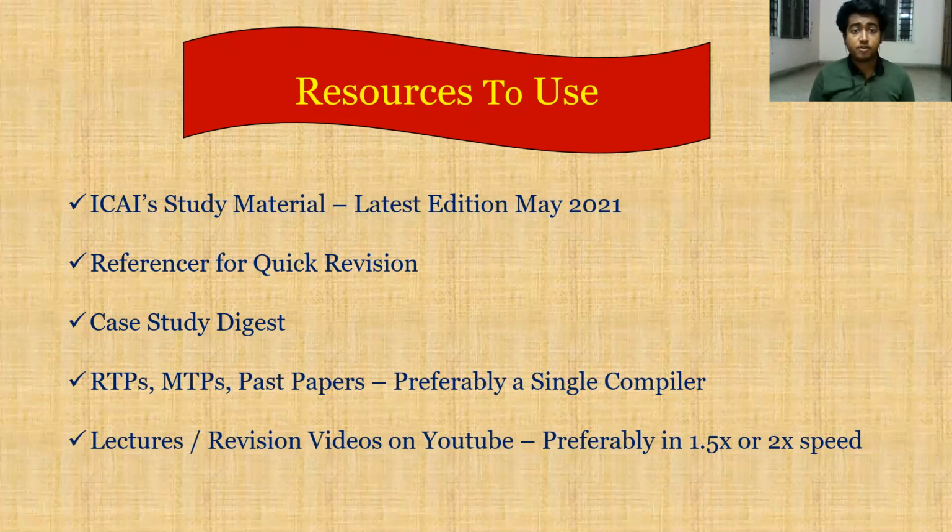Next is the quick referencer for revision. This is nothing but a quick capsule that has been issued by the ICAI, which has a summary or a concise version of all the theory concepts from every chapter. And this is a great help, guys, because you can't keep reading through the numerous pages in the study material every time. So once you're done giving it a reading or two, it is high time you shift to a summary material like the quick referencer, or if you made your own notes, you could use them as well.